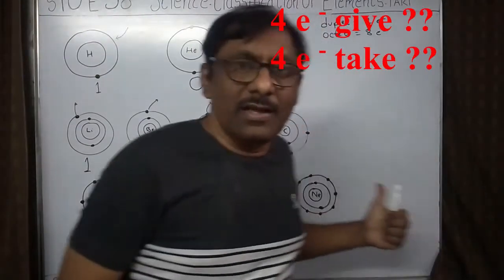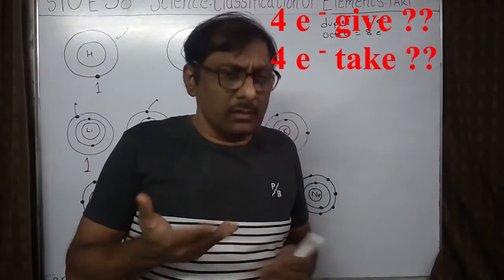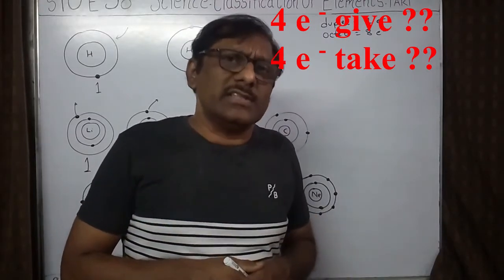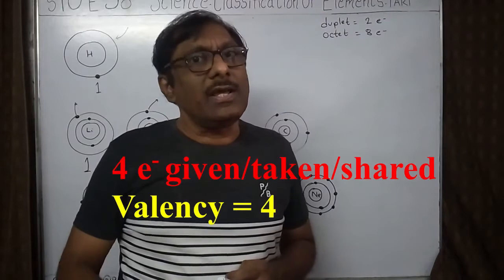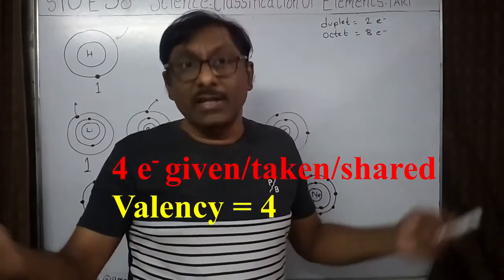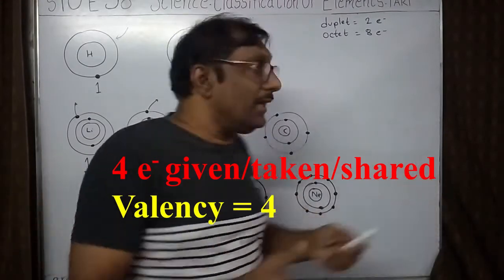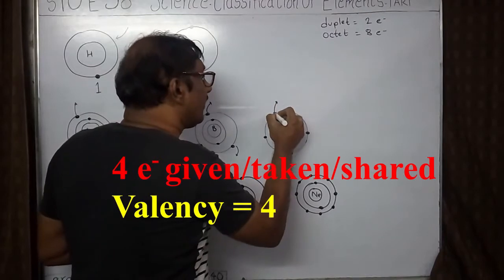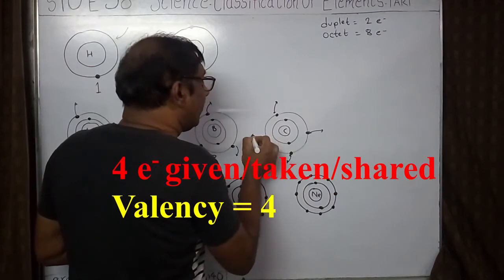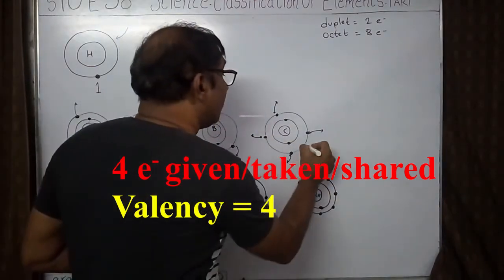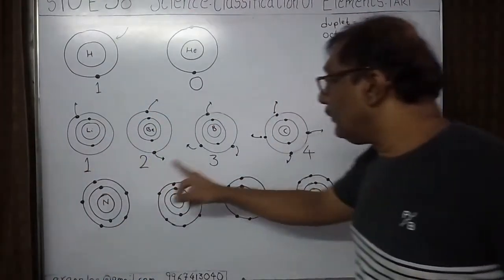Now look at carbon. Carbon has 4 electrons in its outermost orbit. So how many will it require to make 8? Of course, 4 electrons. What if it loses its 4 electrons? Well, that is well and good. So carbon has a special property. It can give its 4 electrons, or it will take 4 electrons, or it will share 4 electrons. Either it gives or takes 4 electrons, whatever it is, the number is still 4. Hence, the valency of carbon is 4. So the valency increases from 1, 2, 3 and 4.